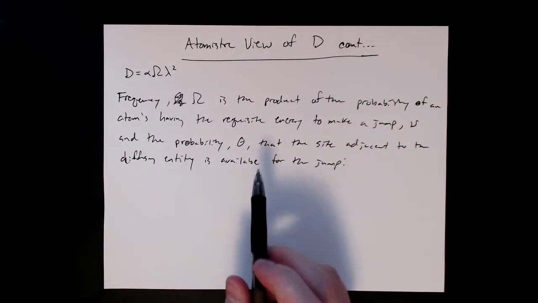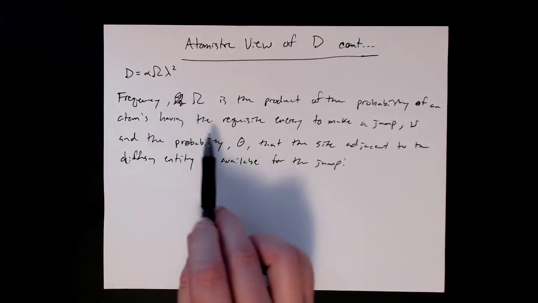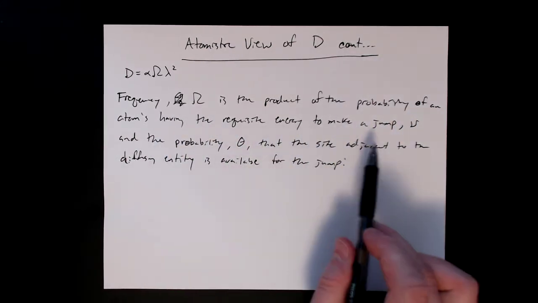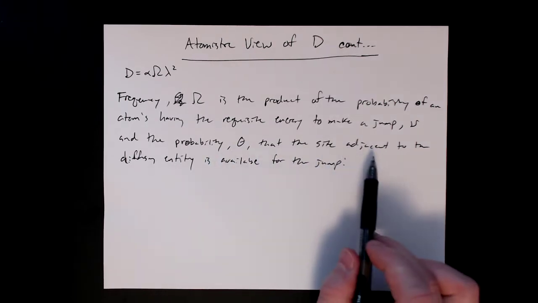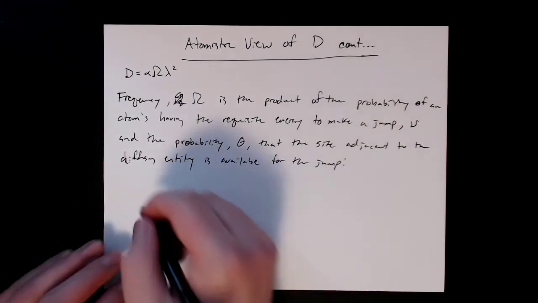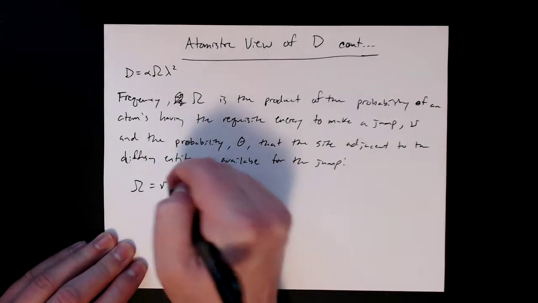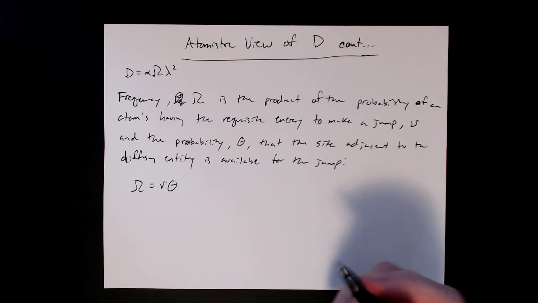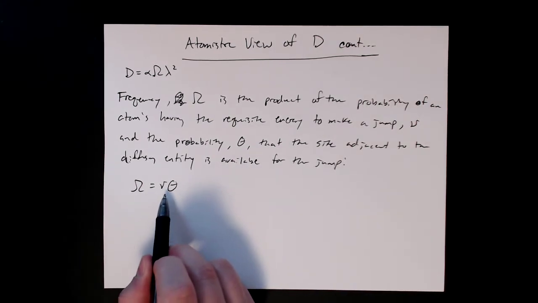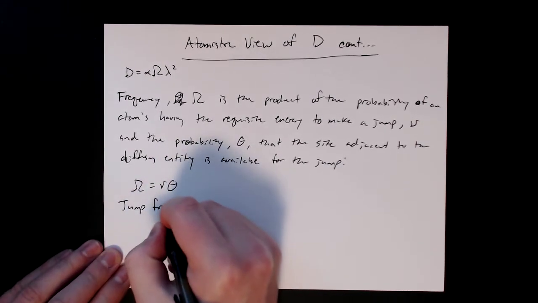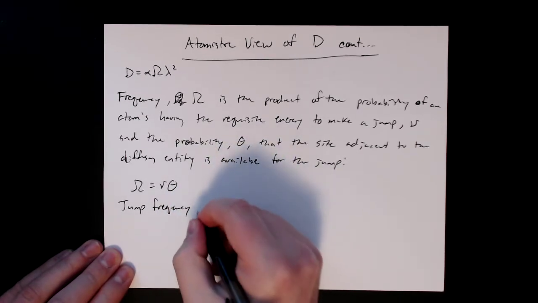So again, let's kind of just recap that again. So this frequency of successful jumps is the product of the probability of an atom having the energy to make the jump and the probability that that site adjacent is actually available. So we can write that as omega equals nu theta. The first part, and again, this is a product, so we'll touch on both of these expressions. So let's look at the jump frequency, nu.